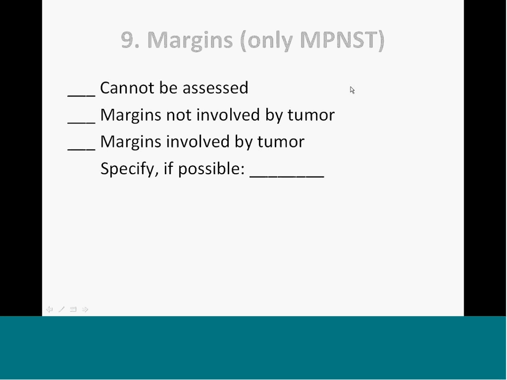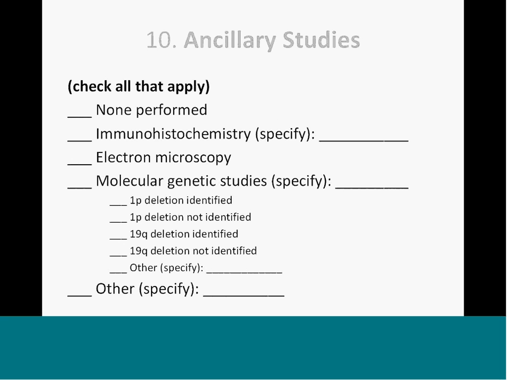Compare ECCs, this is quite simple for the brain and spinal cord ECC. Filled in for malignant peripheral nerve sheath tumors. And then we fill in cannot be assessed, margin not involved by tumor, margin involved by tumor, and then specify. So simple, and I think our more general pathology colleagues will be quite jealous of the neuropathologists.